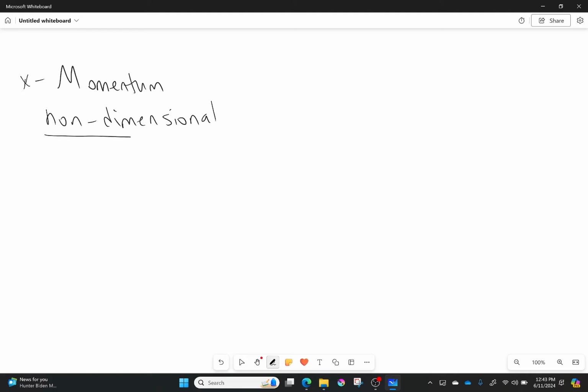Either way, this is a non-dimensional form. So that's what all these primes are coming from. It's all the primes. So I'm going to have rho prime, u prime. This is going to drive me insane to write this out. There is a reason we don't use the full Navier-Stokes all the time.